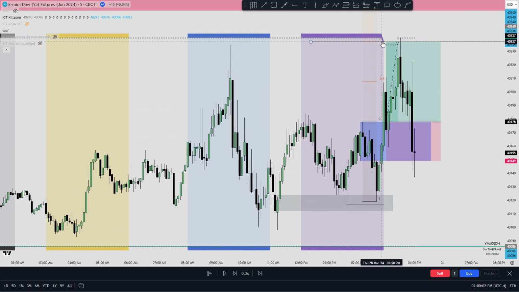See how perfect that exit was? We got out at the 1 standard deviation, just above the liquidity pool, 2 to 1 R, really solid trade.